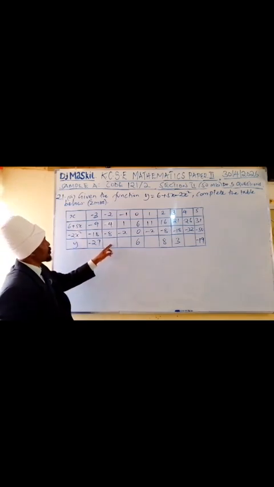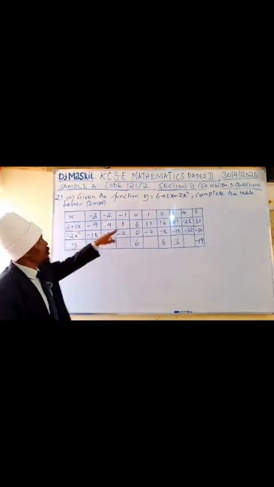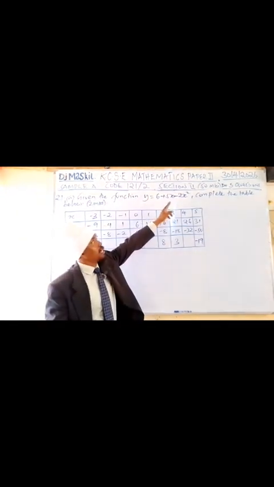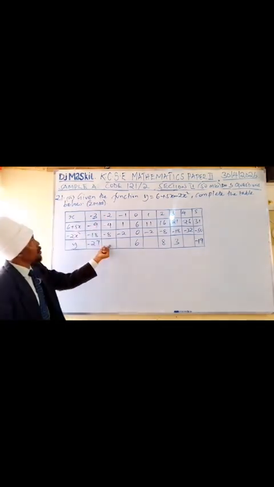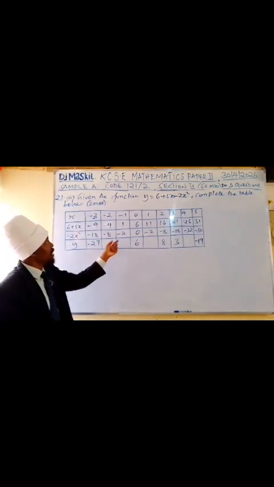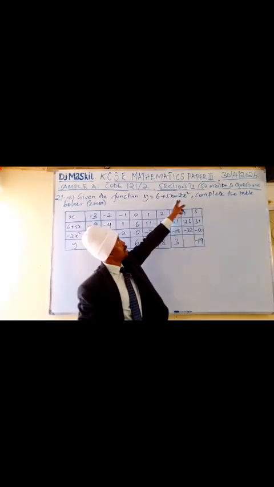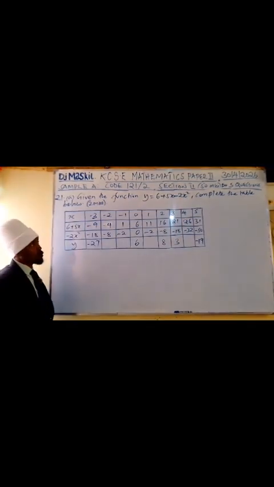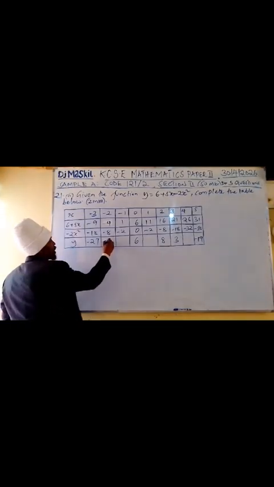Now, we come to the value of y. So, for the values of y, we are going to use the function y is equal to 6 plus 5x minus 2x squared. Now, when we take our x as negative 2, we are going to get our y here as 6 plus 5 into bracket negative 2 minus 2 and negative 2 squared. So this one will simply give our y as negative 12.